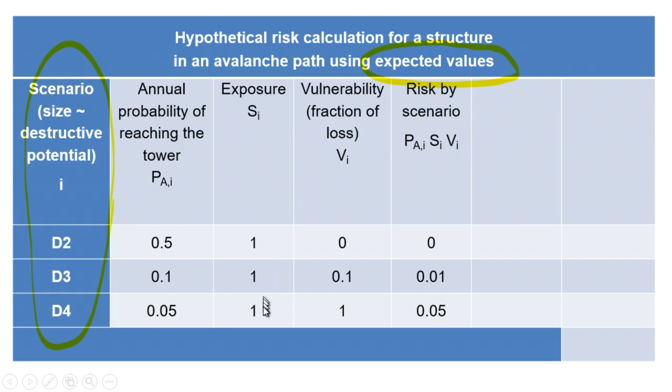In the next column here is exposure, and the structure is in the middle of the path, so it's exposed for all these avalanches here. This variable gets a whole lot more interesting if we're dealing with people or vehicles moving underneath an avalanche path.